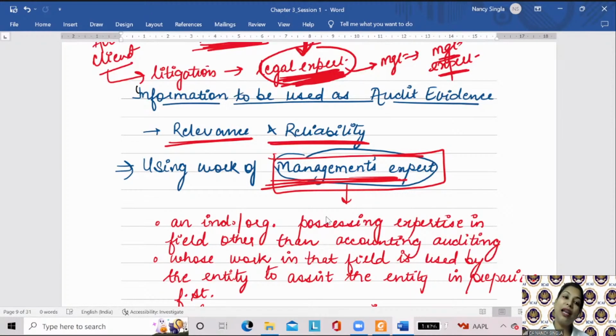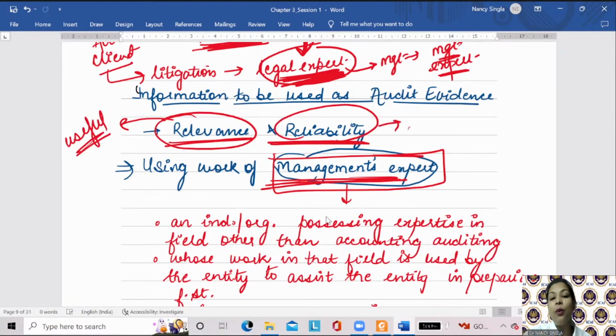See what is meant by relevance and reliability. Relevance is whether it is useful for the auditor's purposes, and reliability is whether the auditor can trust it or not. So relevance and reliability have to be seen. Further, students, we will be doing relevance and reliability in detail in the next session. Okay. Now, using the work of a management expert.